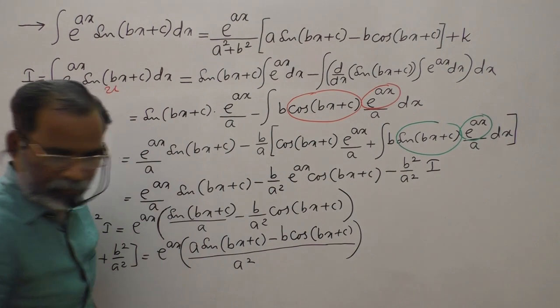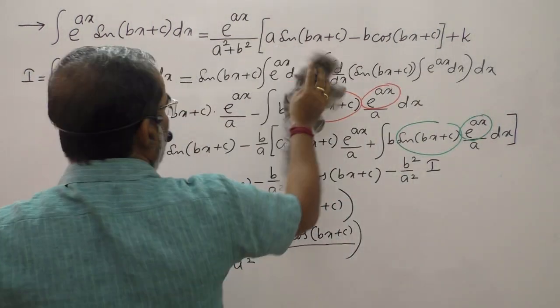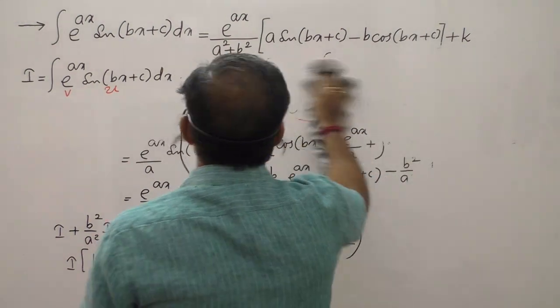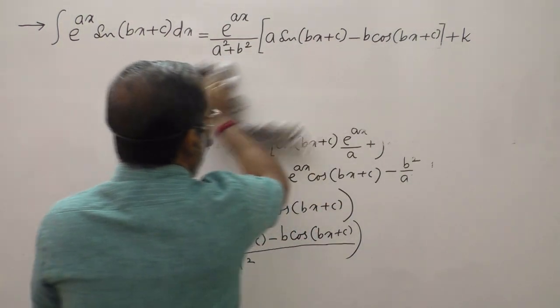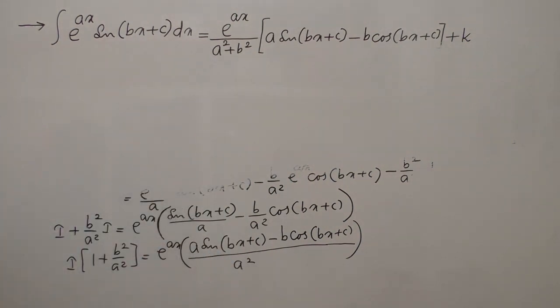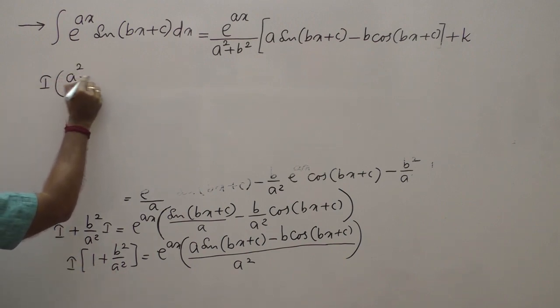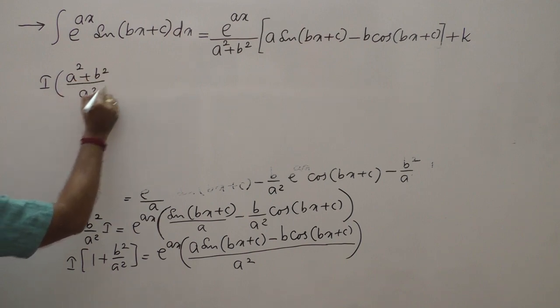So I got this. Finally in this problem we have to find what? Integral e power ax into sine of bx plus c. That is denoted by I, no? So I is to be found. So here you see what is there on the left side, I into, here if I take LCM, I will get a square plus b square divided by a square.